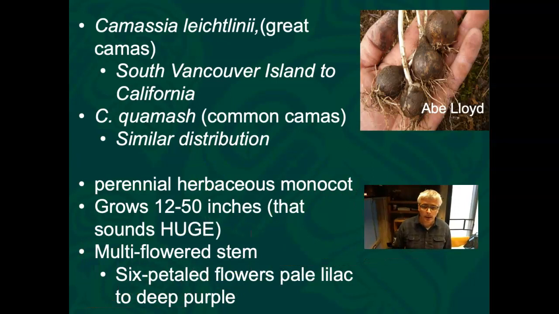It's a perennial herbaceous monocot. Particularly for the great camas, they can be up to 50 inches tall, which is huge. They have a multi-flowered stem with 6-petaled flowers, lilac pale to deep purple. And here's an image of some of the bulbs that Abe Lloyd dug up. These are relatively kind of average-ish size bulbs. We'll see some pictures of some larger bulbs in a bit.